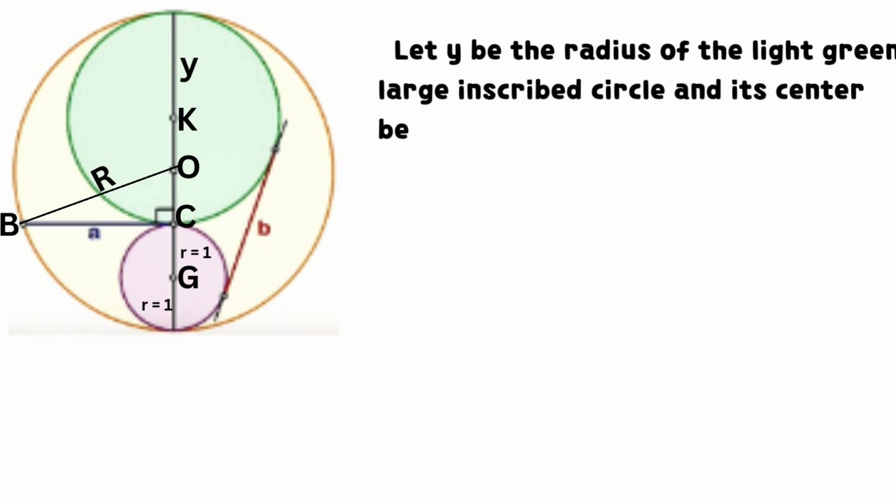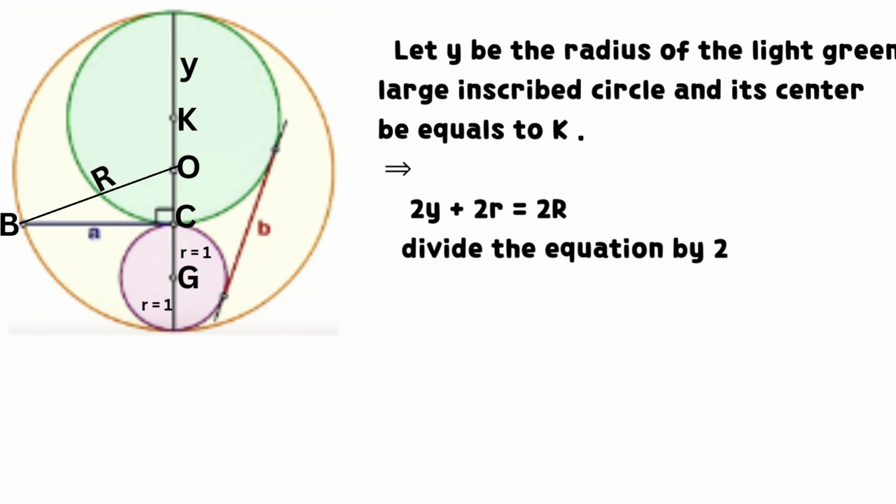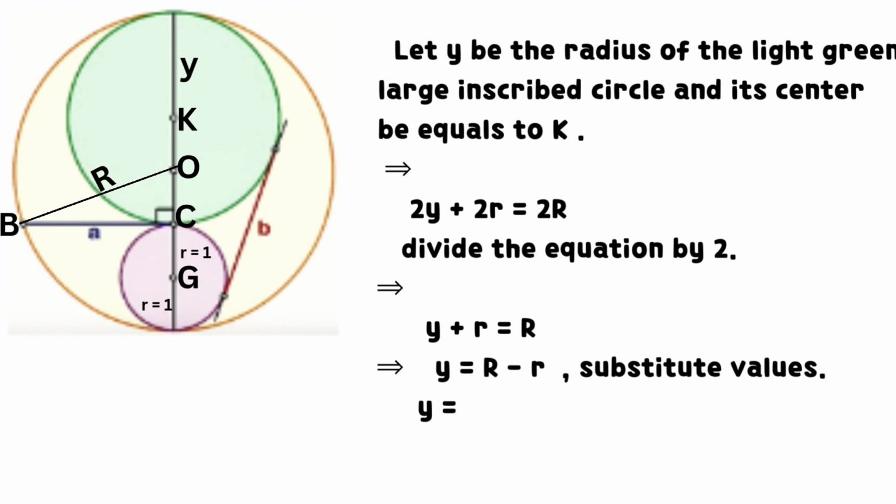Let y be the radius of the light green large inscribed circle, and its center be K. It implies that the sum of 2 times y and 2 times small r equals 2 times the bigger R. Divide the equation by 2. Hence, the sum of y and the small r implies that y equals bigger R minus small r. Substitute values. y equals 6 minus 1, which equals 5 centimeters.